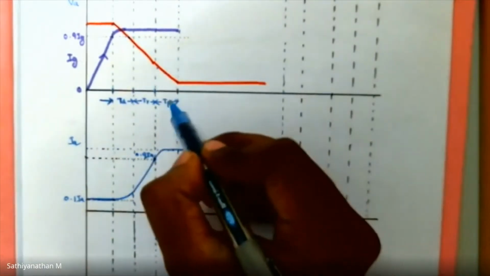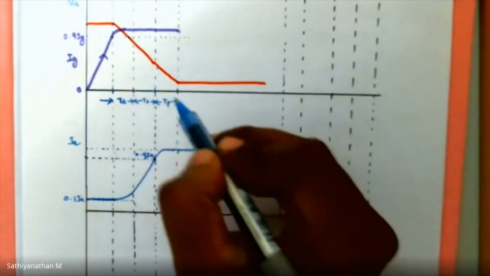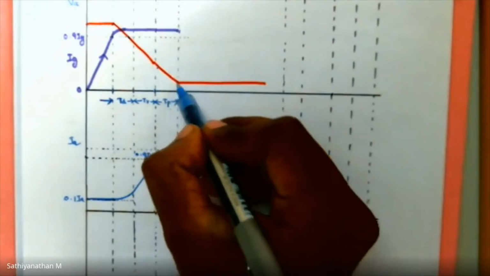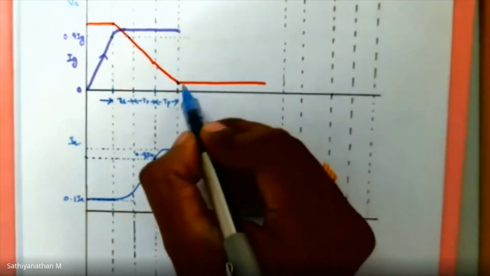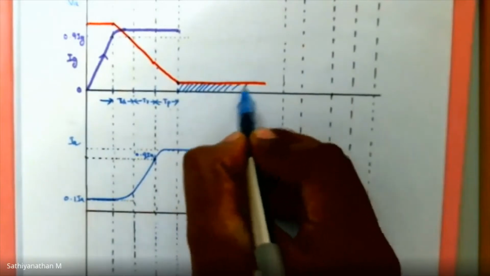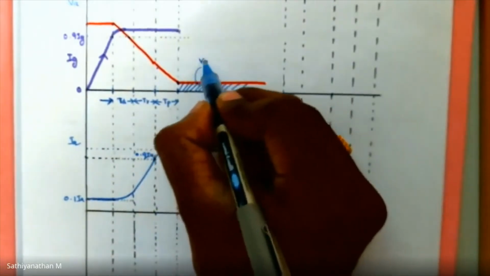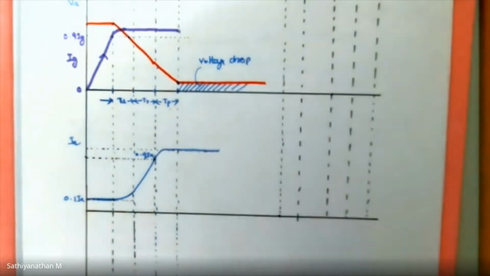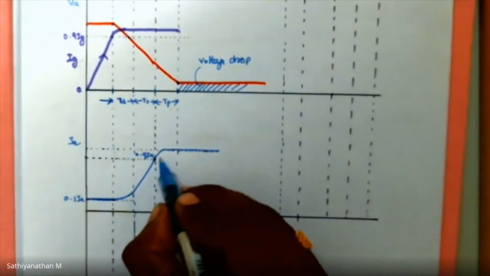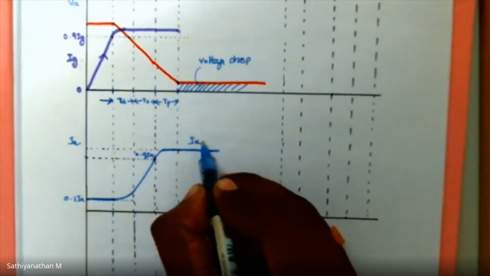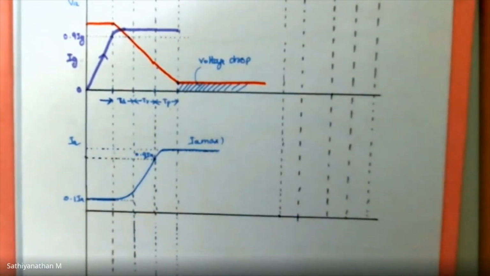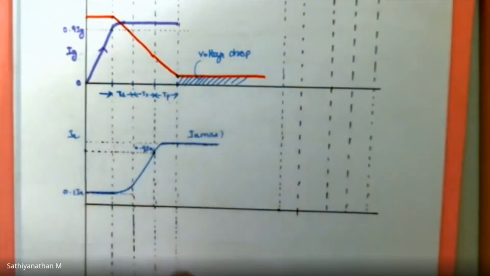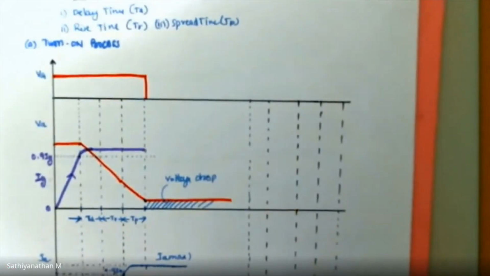And after that, you have a spread over time. So during this time period, your entire voltage will become 0 or minimum. This voltage is called the forward voltage drop, and this is your maximum current, I0 or IA maximum. That is decided by the type of load which you are connecting. And this is all about the turn on process. Now we are going to see the turn off process of an SCR.